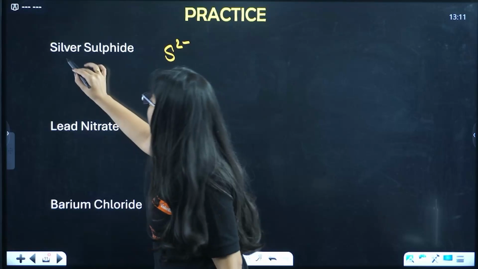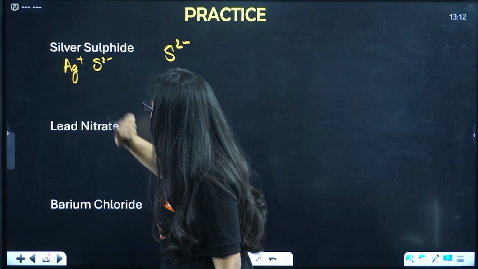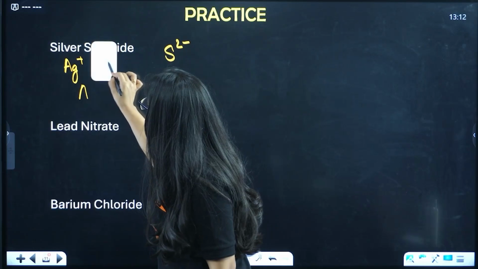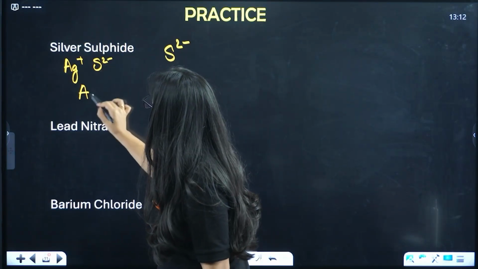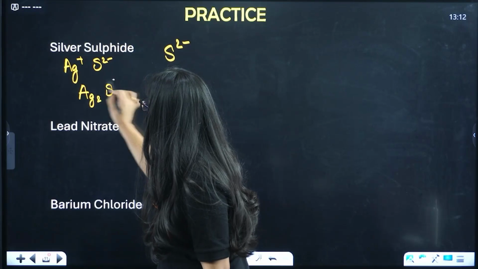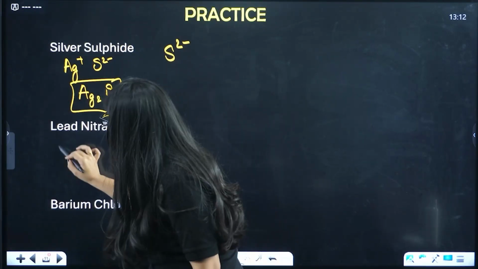Okay, now silver was Ag plus, sulfide is what? S2 negative. That means this 2 comes in the foot of silver. So that becomes Ag2S. Understood? Okay.